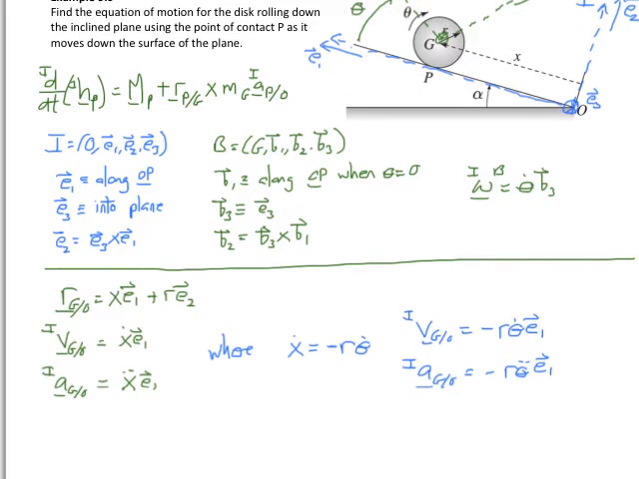For our kinematics, we define a position vector of G with respect to O, which is x in the E1 direction plus r in the E2 direction. We take the time differentiation two times and get x dot E1, x double dot E1. And then our constraint is that x dot is equal to negative r theta dot, because the center of mass is going to move in a linear fashion down the ramp in the E1 direction. And so that gives our inertial velocity and inertial acceleration of the center of mass to be negative r theta dot in the E1 direction, and then our acceleration to be negative r theta double dot in the E1 direction.